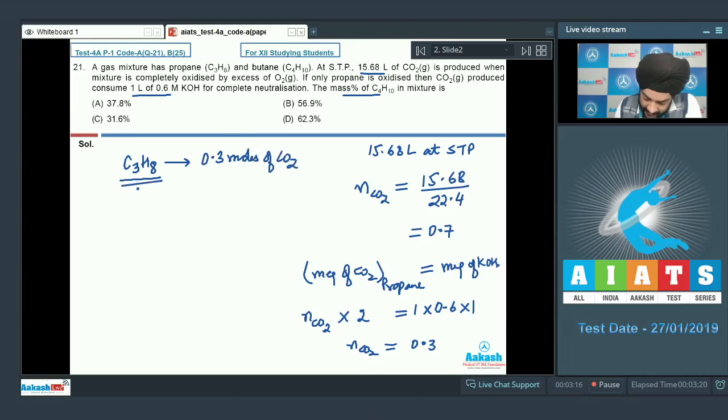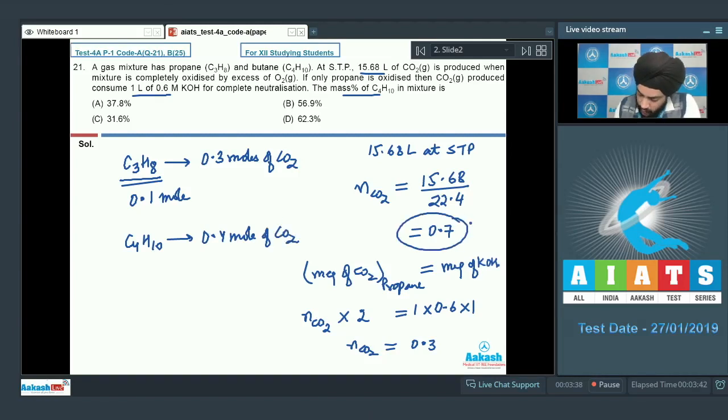So this must mean that there is 0.1 mole of propane, as 1 mole of propane has 3 moles of carbon. Similarly, the combustion of butane produces 0.4 mole of CO2, as the total number of moles of CO2 was 0.7 and 0.3 moles are coming from propane. So 0.4 must be coming from butane. By similar analysis, the amount of butane in the mixture is also 0.1 mole, as 1 mole of butane contains 4 moles of carbon atoms. So in the mixture we have 0.1 mole of propane as well as 0.1 mole of butane.